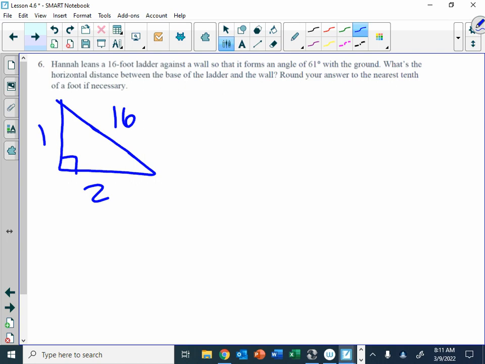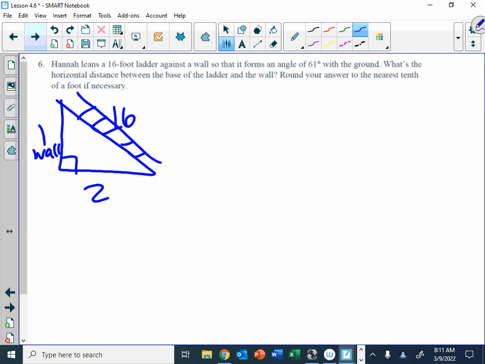Questions about that? Because it's leaning against the wall. This is your wall right here. This is my ladder. So it's leaning against the wall. So that's the hypotenuse.